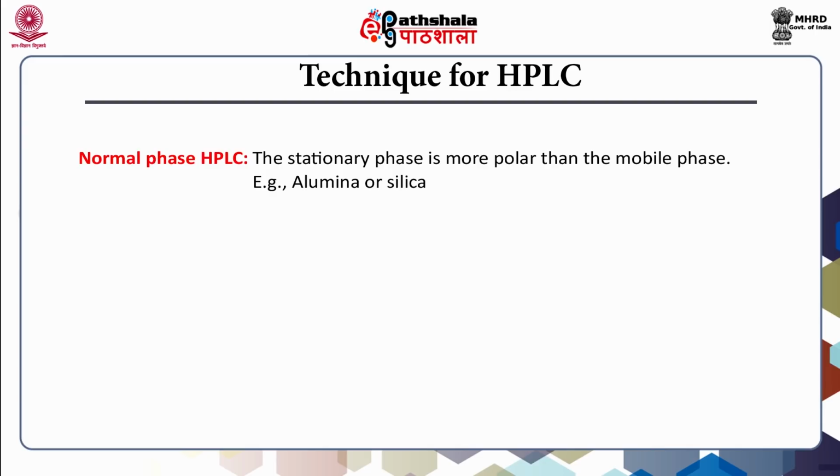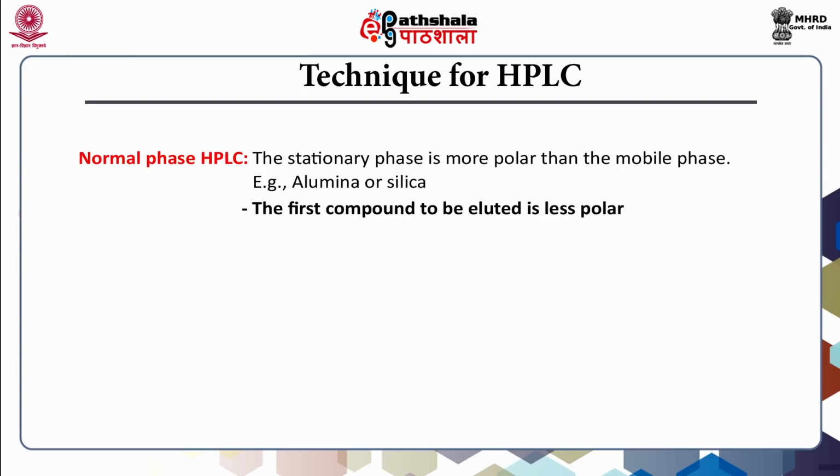In this kind of HPLC technique, the first compound that comes out of the column is the less polar one. Why? Because the stationary phase is more polar, so more polar compounds will be attached to the stationary phase. That is why the more non-polar compound will come out of the column first in normal phase HPLC.